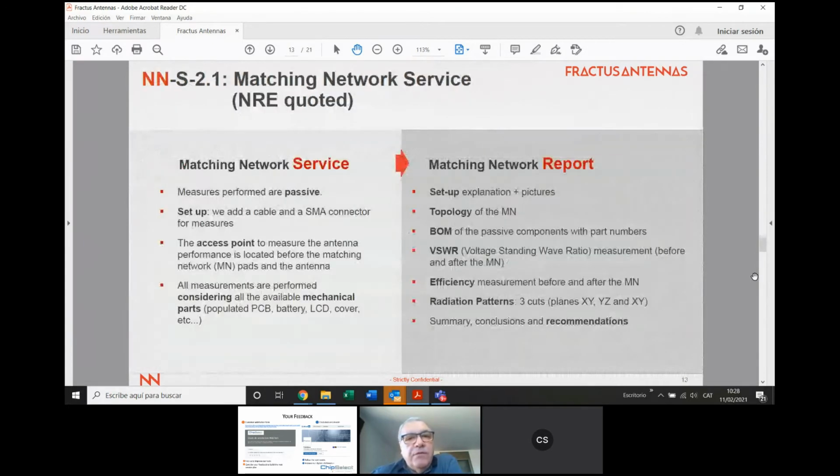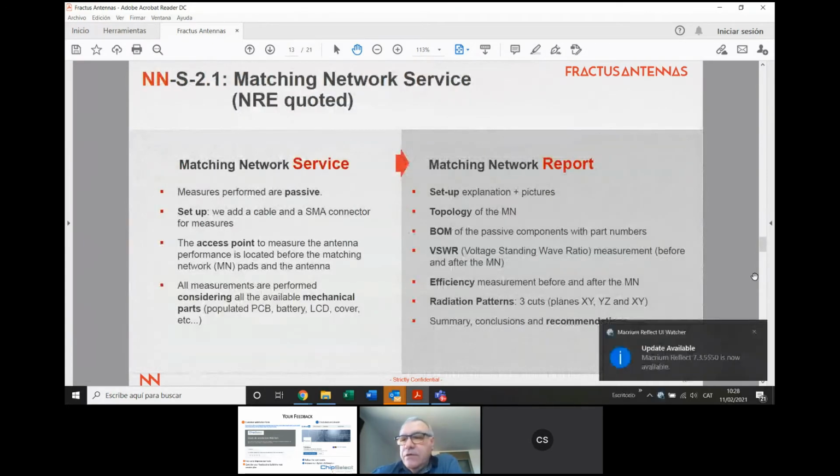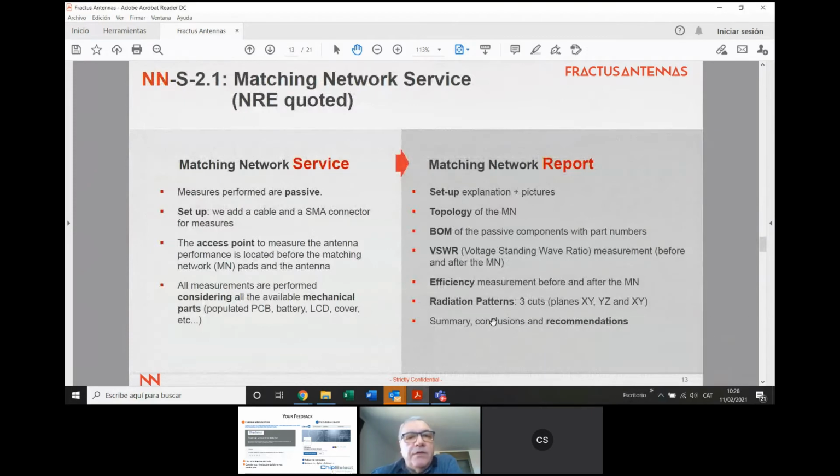The other service that we offer is, first it was the simulation. Now we are offering the real measurements with the matching network service. The matching network service is a complex service. We need to receive from you a full device, a full prototype with 2 additional populated PCBs, because we are making some experiments in our lab. We are soldering, desoldering, and in some cases we are breaking the pads.